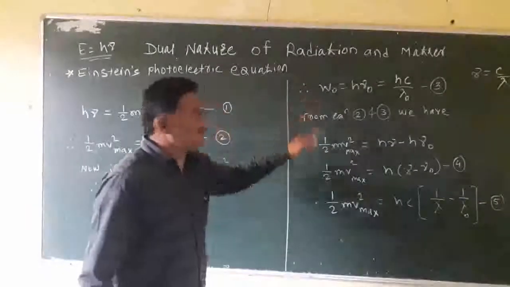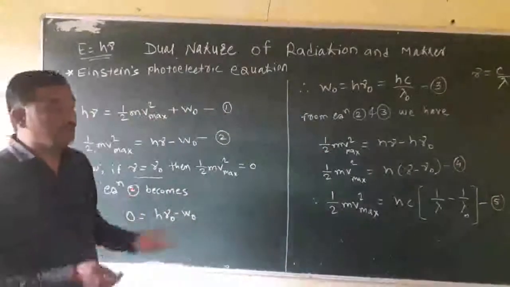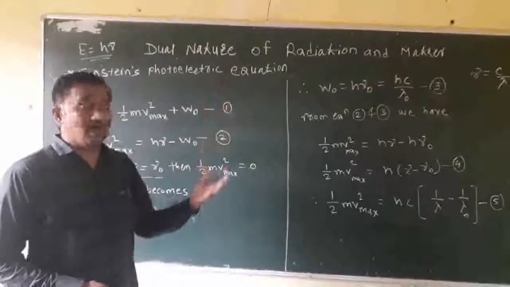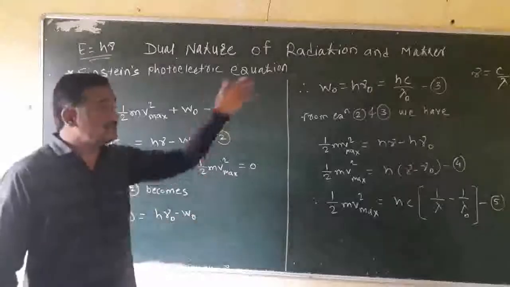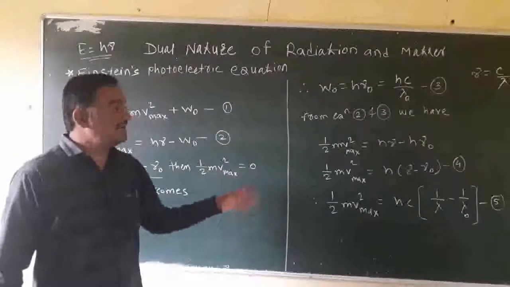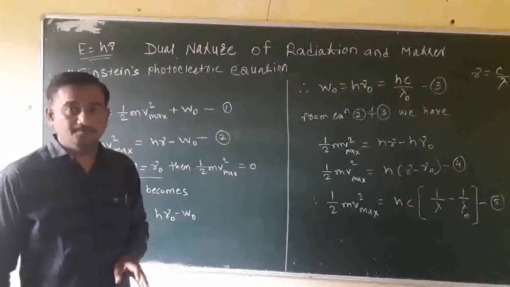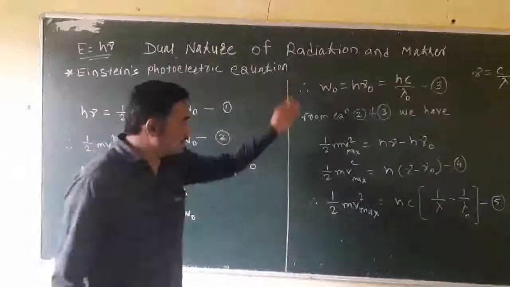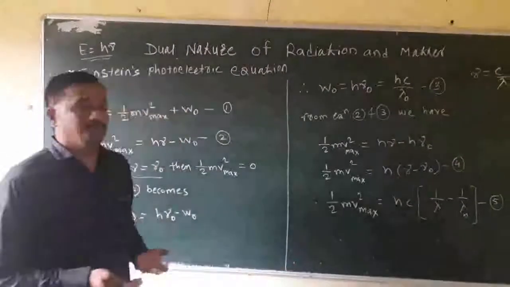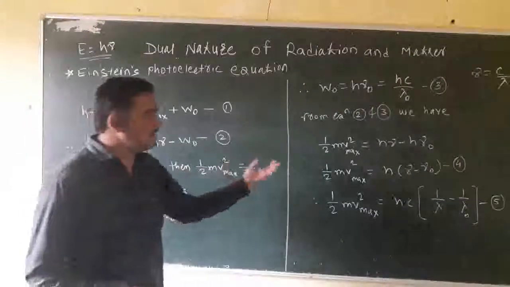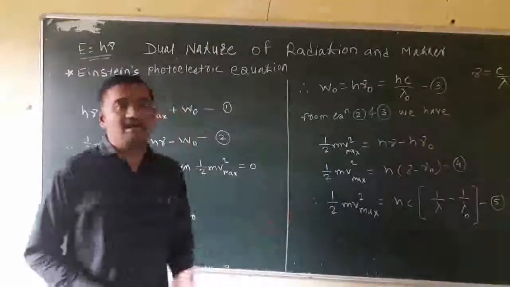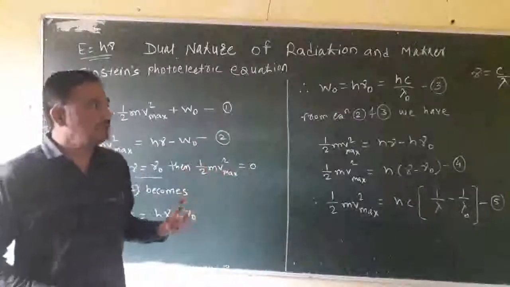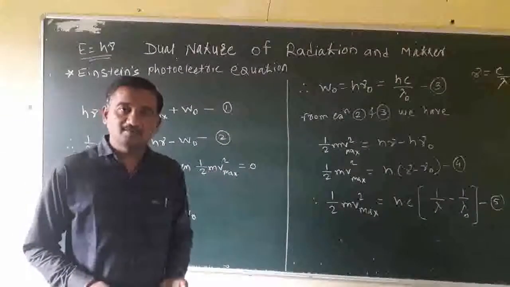After studying all these equations, we have to study the characteristics. All four characteristics of the photoelectric effect are satisfactorily answered by Albert Einstein. By using these equations, we will see how the characteristics are satisfactorily answered by Einstein. We will see this in the next lecture. So, thank you.